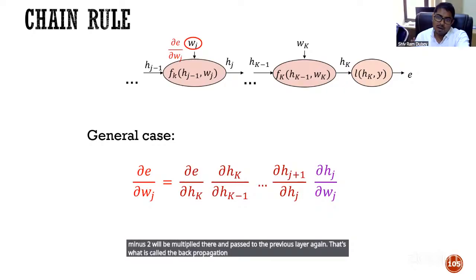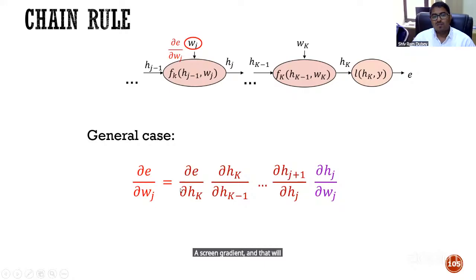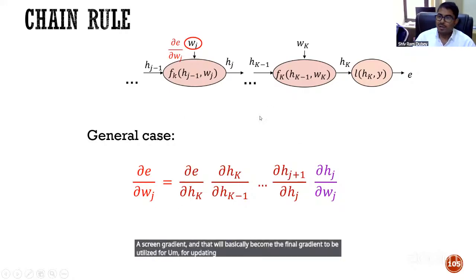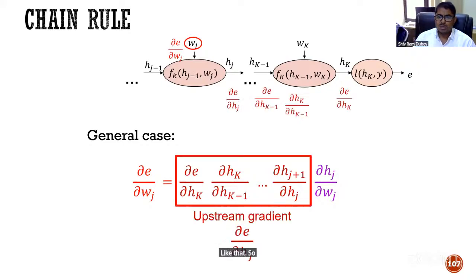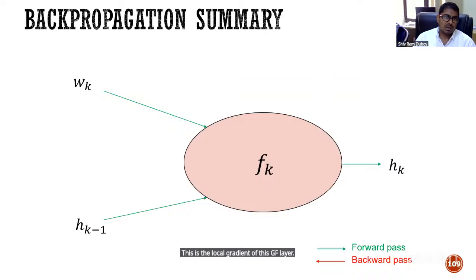Basically, this upstream gradient, we simply backpropagate from the final layer to the first layer. Whatever is the local gradient of that particular layer, which is del Hj divided by del Wj, will be multiplied with that upstream gradient. And that will become the final gradient to be utilized for updating the parameter in any given layer. So this is the upstream gradient in this case. This is the local gradient of this jth layer. And then finally, this is passed.